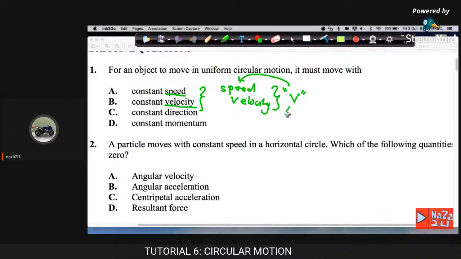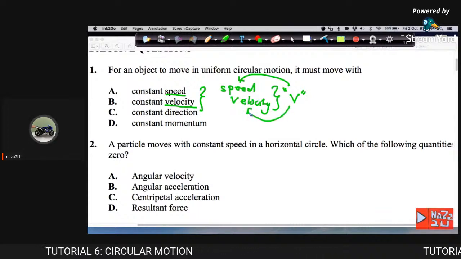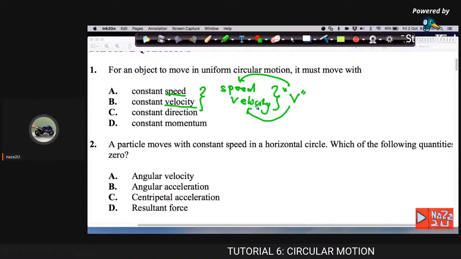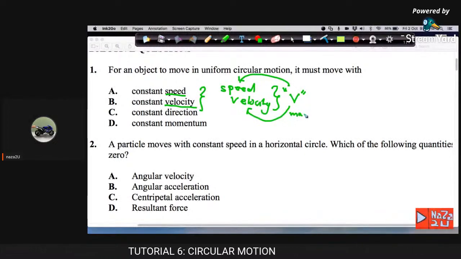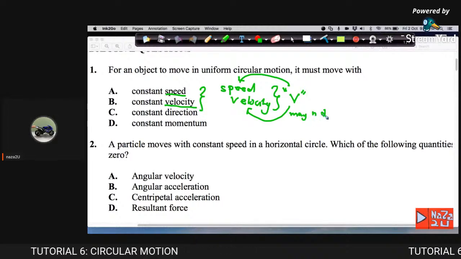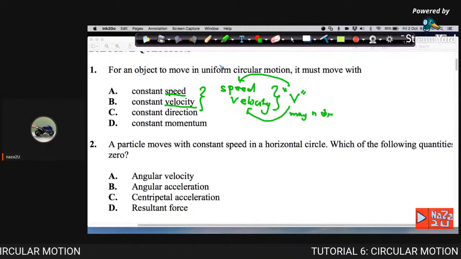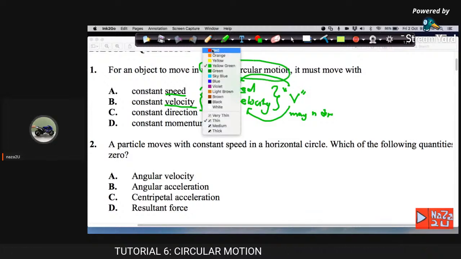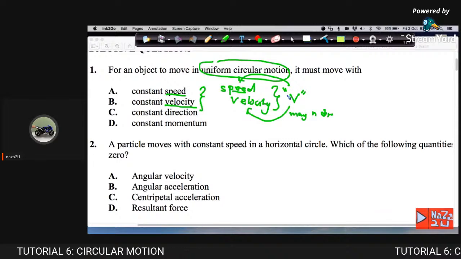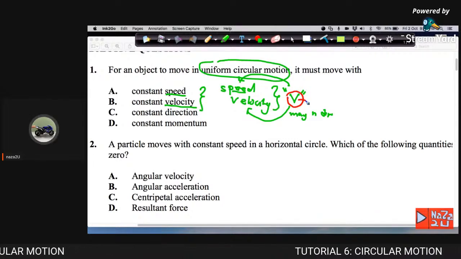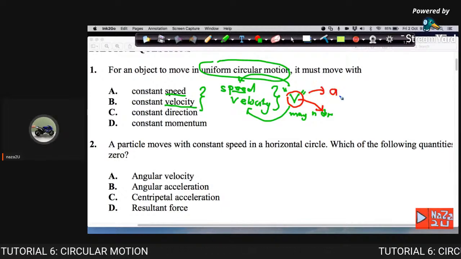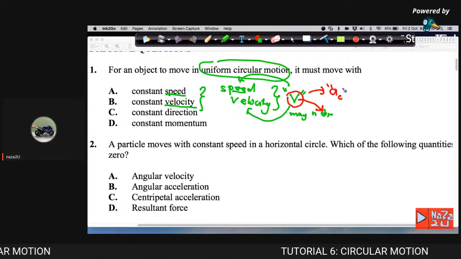But if you relate the V here to the velocity, you must consider that velocity is a vector quantity, meaning you must consider the magnitude and direction. Now, in circular motion we have a constant speed, so V here does not change. The change here is the direction. If the direction changes, you produce an acceleration, or we have a centripetal acceleration.